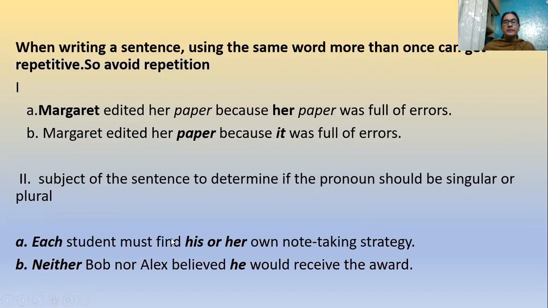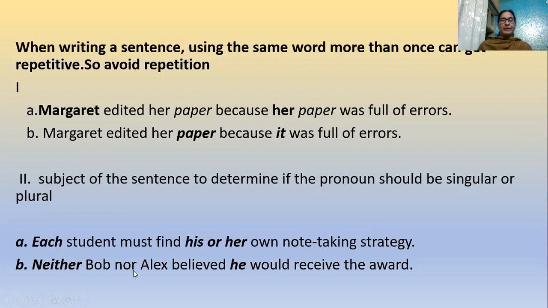So his or her own note-taking strategy. Neither Bob nor Alex believed he would receive the award. So maybe Bob and Alex worked together on a research project and they are expecting an award, but after hard work also, they did not get it, they are not very ambitious. So here, neither Bob nor Alex, neither nor also will be taking a singular pronoun.